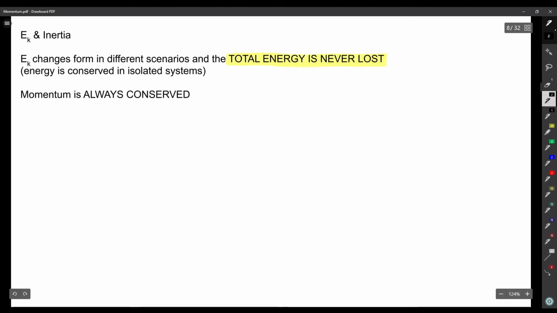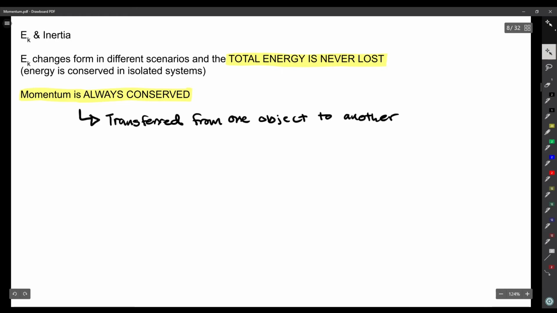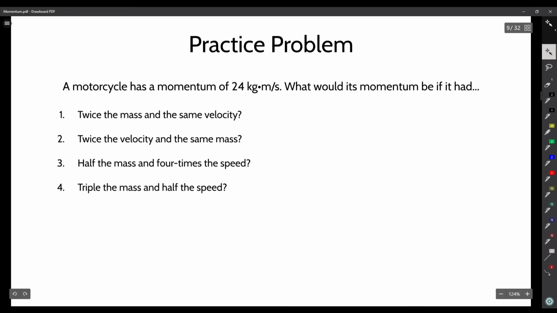Now, momentum is always conserved. Always. Momentum is never lost in any way. Momentum doesn't really change. It goes from one object to another. So that's a good point to write down here. It can be transferred, same as energy, from one object to another. And I will go into great detail about this in our next slides. Let's go for a practice problem first, though.